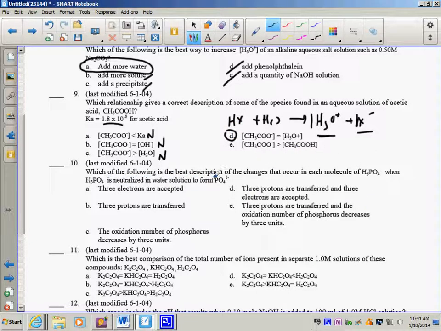Which of the following is the best description of the changes that occur when one molecule of this is neutralized to form phosphate? 3 protons are transferred. That H plus is considered a proton.